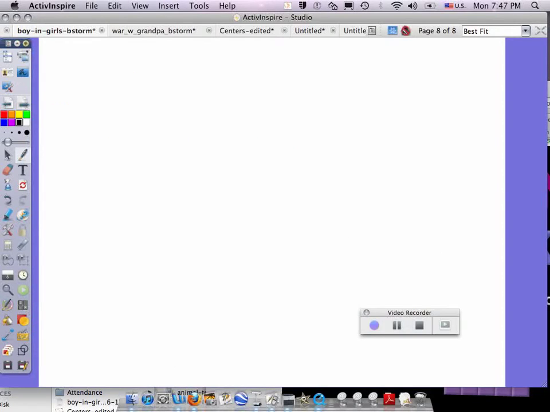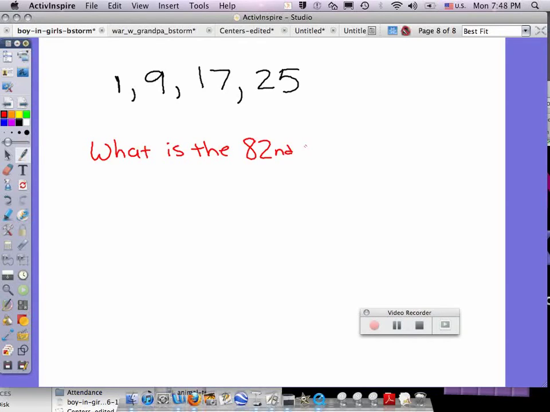Anyhow, let me put another one up, and I want you to pretty much solve it along with me. In this next pattern, here's the pattern: 1, 9, 17, 25. The question is, in this pattern, what is the 82nd term?